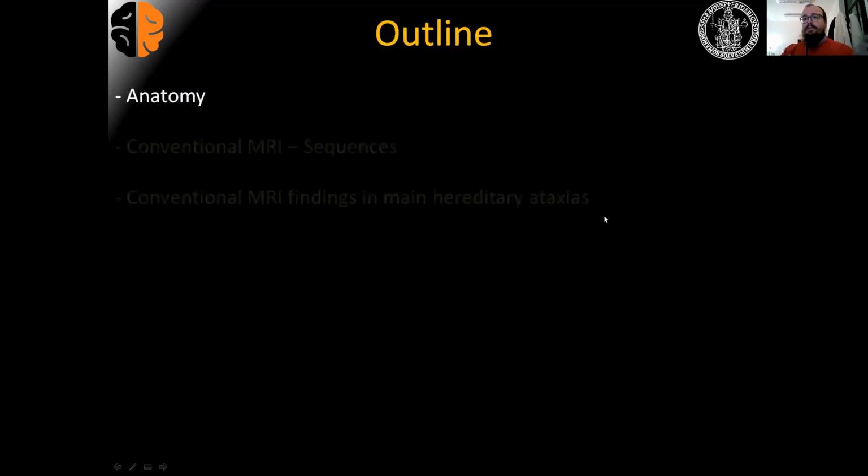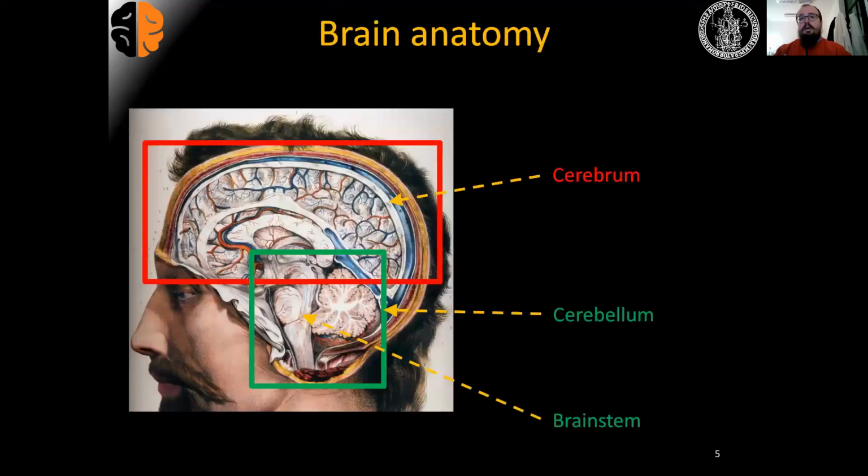I'll go through this very, very fast, and we'll start from the anatomy, what you can see using conventional MRI in terms of anatomy. So as you know, the brain is divided in a supratentorial and a lower infratentorial part: the cerebrum is supratentorial, and the cerebellum and brainstem are part of the infratentorial compartment. These are divided by the tentorium, which is a thin meningeal sheet.